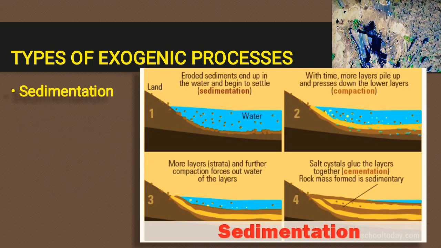And then we have the process of sedimentation, wherein the eroded sediments end up in the water and begin to settle. That is sedimentation. With time, more layers pile up and press down the lower layers, which is known as compaction. More layers, known as strata, and further compaction force water out of the layers, and the salt crystals glue the layers together, which is known as cementation, and these rock masses formed are sedimentary.